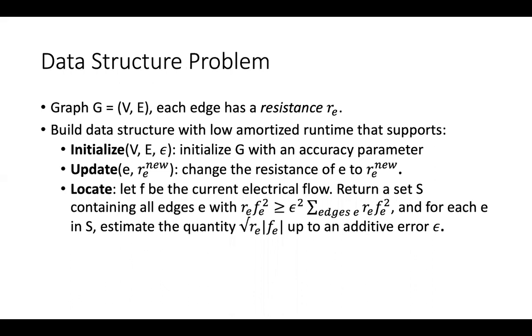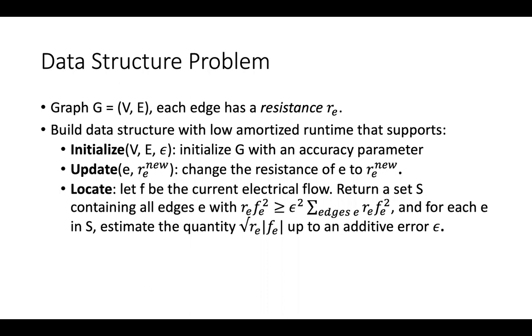So in light of the previous discussion on approximate electrical flow sufficing for max flow, we try to find an electrical flow actually in sublinear time using the following data structure. Given a graph G, where each edge has resistance R_E, we want to build a data structure that has the following properties. It supports an initialize operation, which you can initialize through G, R, with the desired accuracy parameter epsilon. Additionally, it supports edge updates, where the resistance of edge E gets changed.